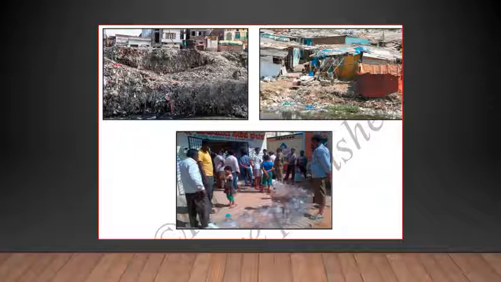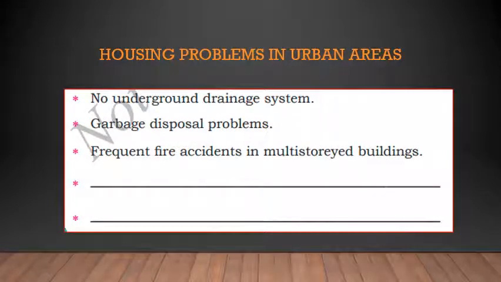Now, the above pictures reveal some problems of residential areas. Observe the following statements. Some residential problems of rural or urban areas are given. Write the rest after discussing with your friends. I can help you out with one or two, and if you're not getting the answer, please find out and you will write it. Okay, so housing problem in urban areas means city areas. No underground drainage system. There's no proper underground drainage system is one problem that is given by the textbook.